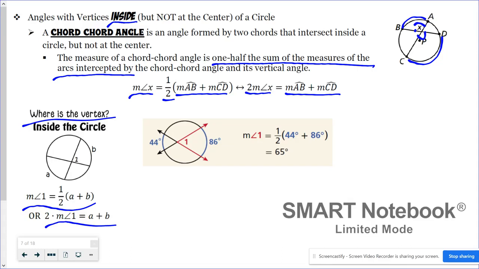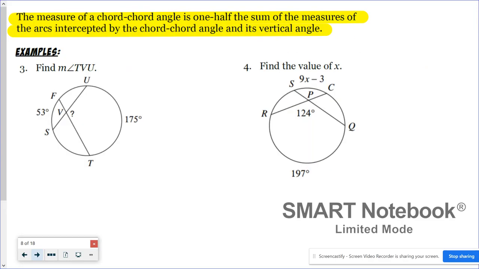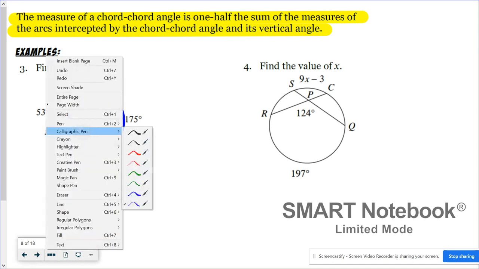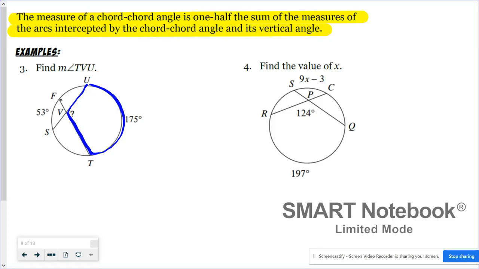So let's apply this relationship. In problem number 3, we want to find the measure of angle TVU, and here it is. Notice that the angle TVU is making the arc that's 175 degrees. Now, its vertical angle is FVS, and it's making the arc that's 53 degrees. So the measure of that inside angle, that chord-chord angle, is 1/2 the sum of the measures of the two arcs. So I'm just going to call it question mark, right?